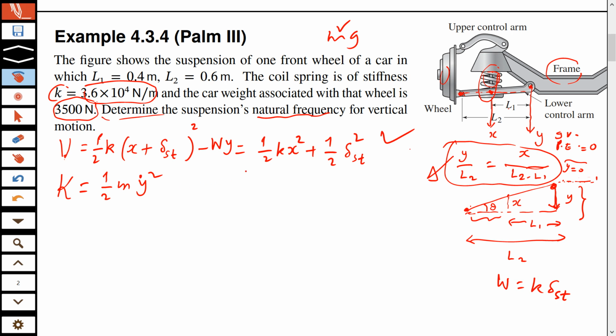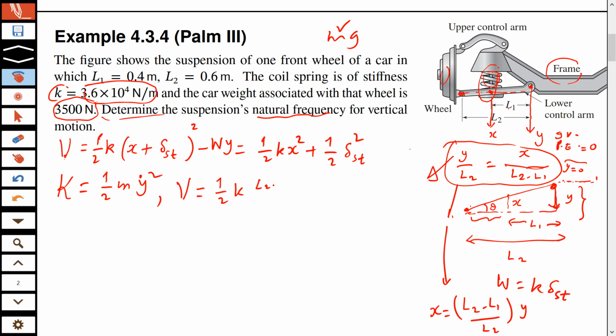What I can do here is rewrite the expression of v by replacing x with L2 minus L1 divided by L2 times y. Okay, so L2 minus L1 divided by L2 times y, and I square both of them, and it's half k delta st squared. Okay, half k will be there. So now I have expressions for k and v.